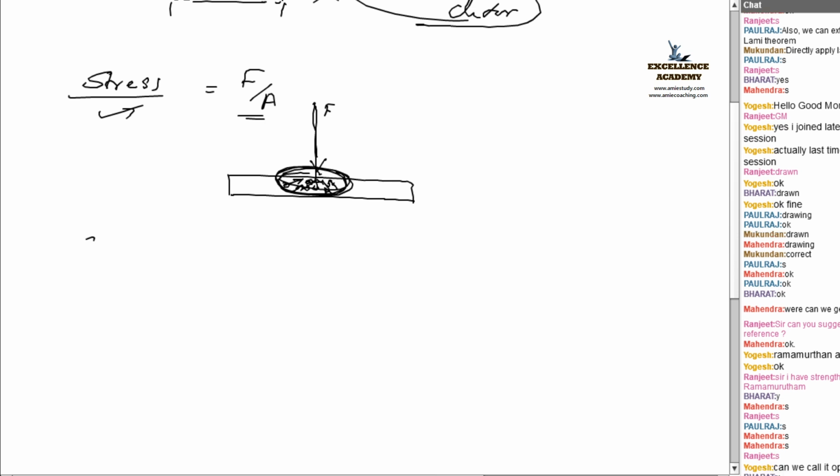Next is strain. Can we call it opposite force also? Yes, we can call it reaction force, resistive force.